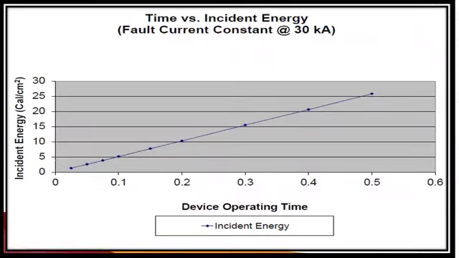But the equipment has not been maintained, or maybe the protection settings have changed and no one has taken notice. Now at that same location, the device clearing time has reached 0.4 or 0.5 seconds. So at that particular location, the incident energy will now not be 5 cals per centimeter square, but it will be 25 cals per centimeter square.